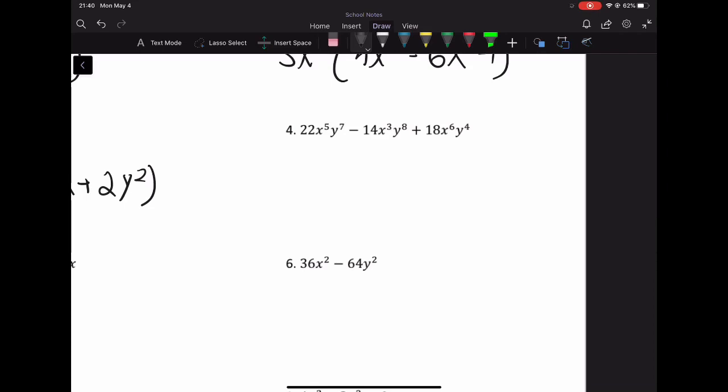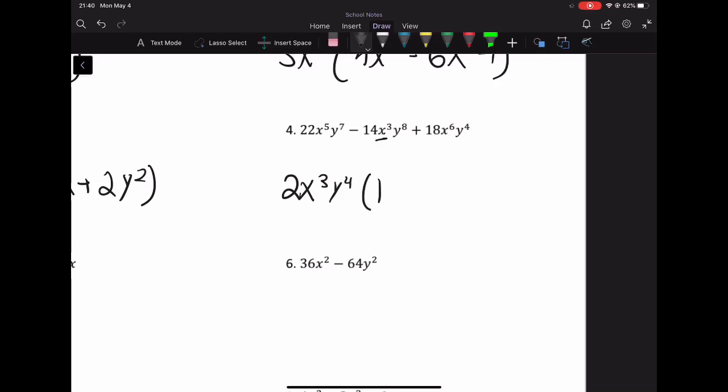So 2 is going to be our GCF for the leading coefficients. If you don't believe me, just check for yourself. 2, x to the 3rd, right? Because we have 3 different x terms. Cubed is the lowest numbered exponent. And then y to the 4th.